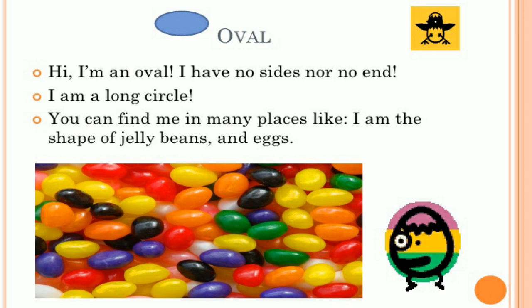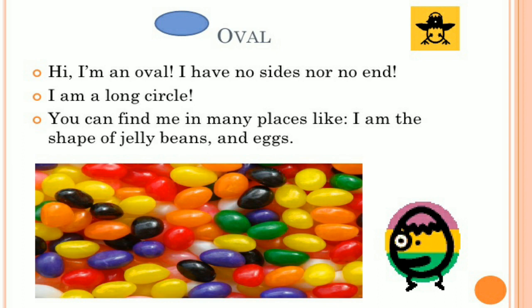You can find me in many places, like I am the shape of jelly beans and eggs. So an egg is like an oval, and a jelly bean is like an oval. An oval has no ends, and an oval is a long circle. So you find ovals around us. Many types of oval circles are around us. So students, you all learned about oval shapes.